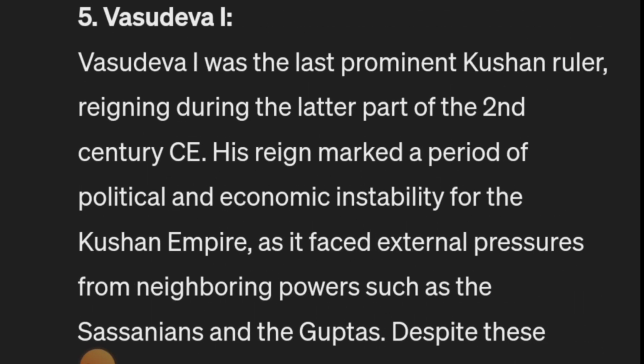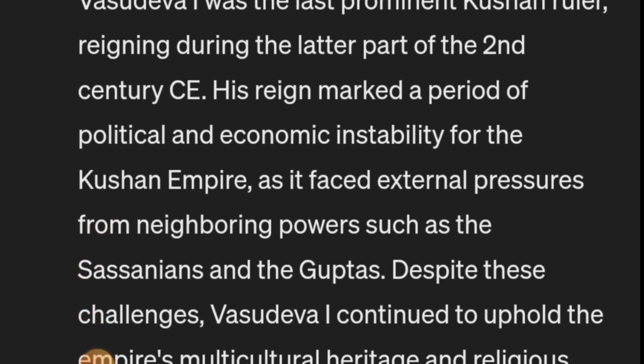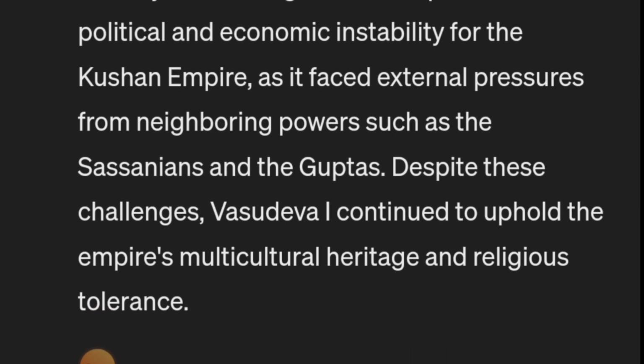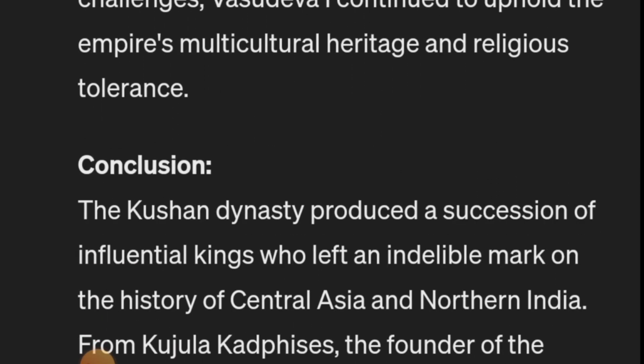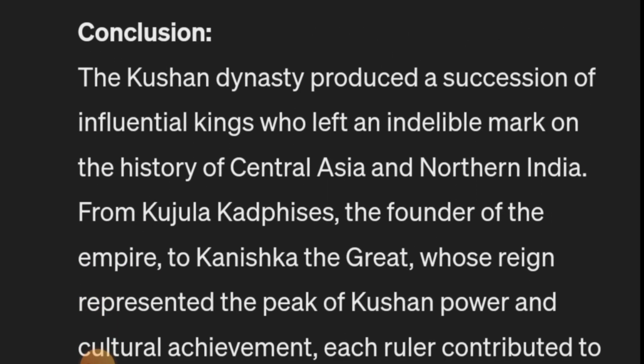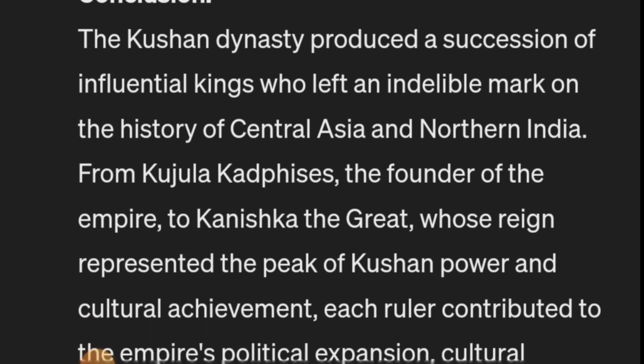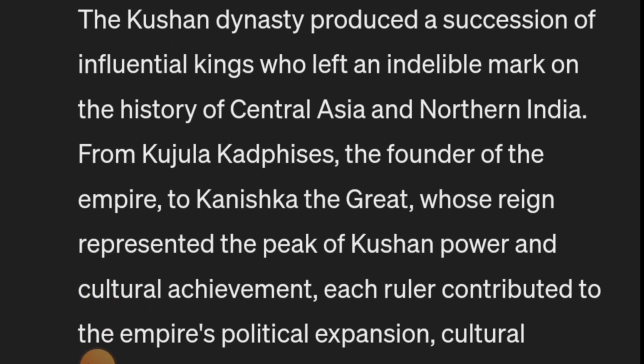So Vasudev I was one of the last prominent kings of the Kushan Empire, and despite these challenges, Vasudev I continued to uphold the empire's multicultural heritage and religious tolerance. But after Vasudev I, there were no prominent kings, and the Kushan Empire collapsed and shrank. So the conclusion is that the Kushan dynasty produced a succession of influential kings who left an indelible mark on the history of Central Asia and Northern India.